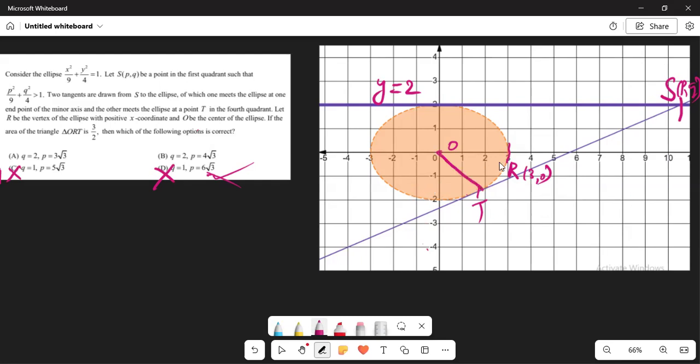And one more thing is given, that the area of the triangle. So draw the triangle. This is the triangle, and you see that the area of the triangle is 3 pi by 2. This is given in the question. How do we find the area of a triangle? We usually use half into base into height.